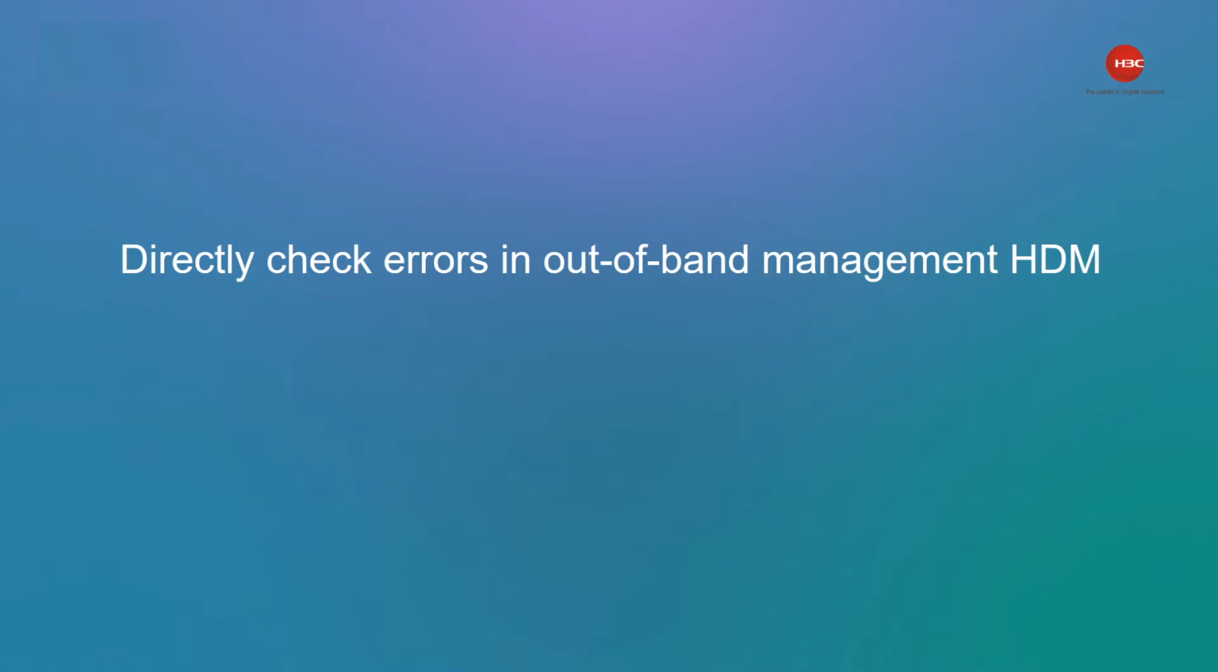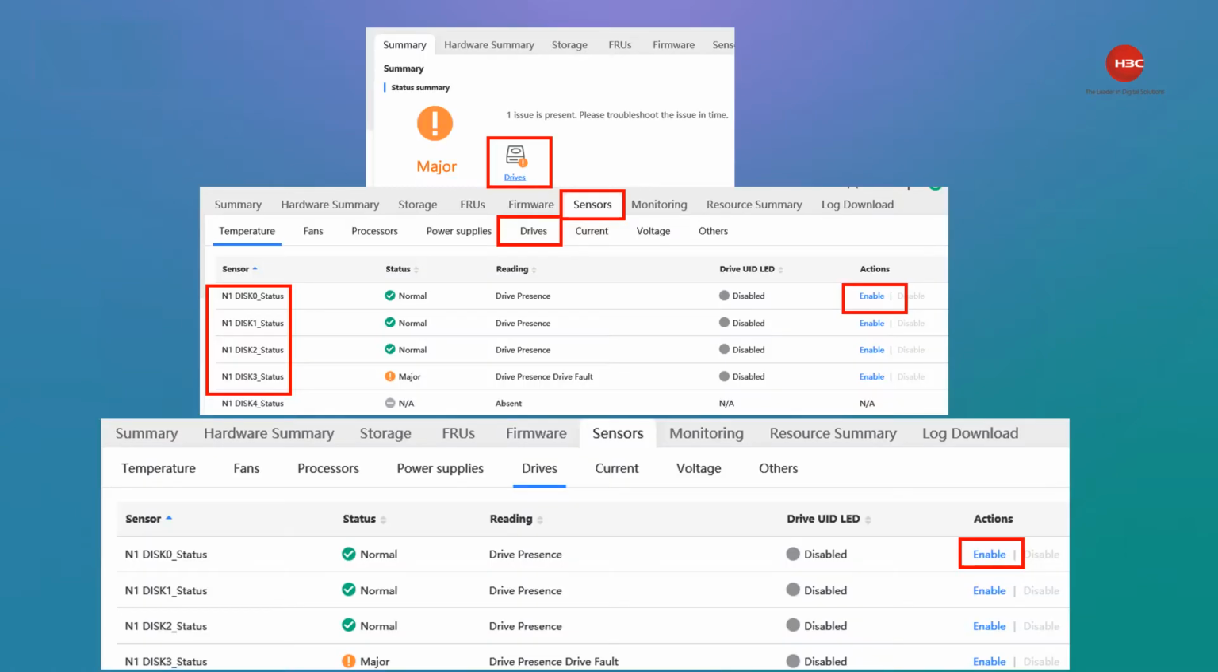in HDM. Let's take a look at the HDM page for a hard disk error report. This is the page displayed in HDM. When a hard disk reports an error, on the HDM main page you can see a series of alarms related to the hard disk. We can click on the blue hard disk. It will automatically jump to the hard disk tab and show sensor information. In this tab, you can see the hard disk that reported the error.